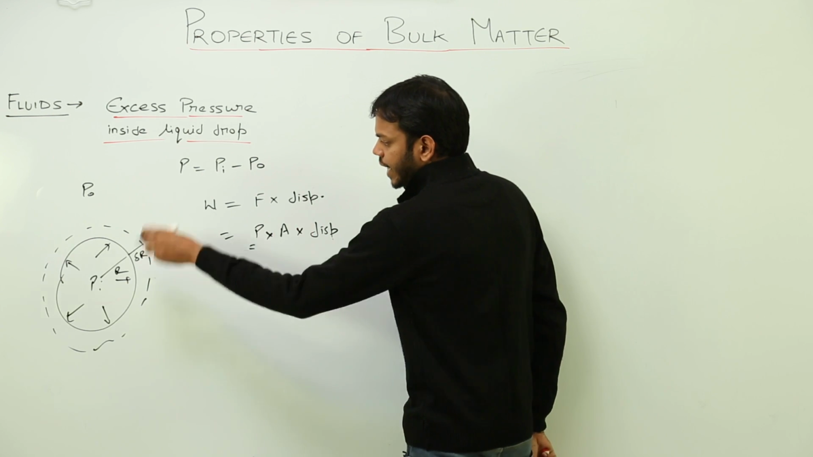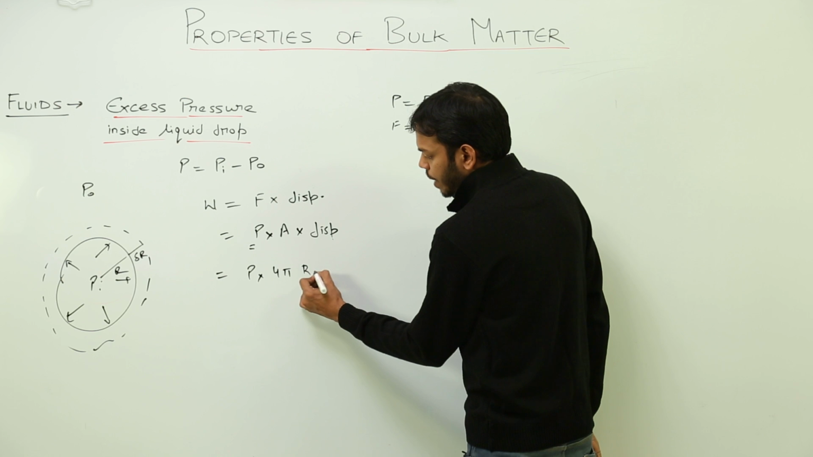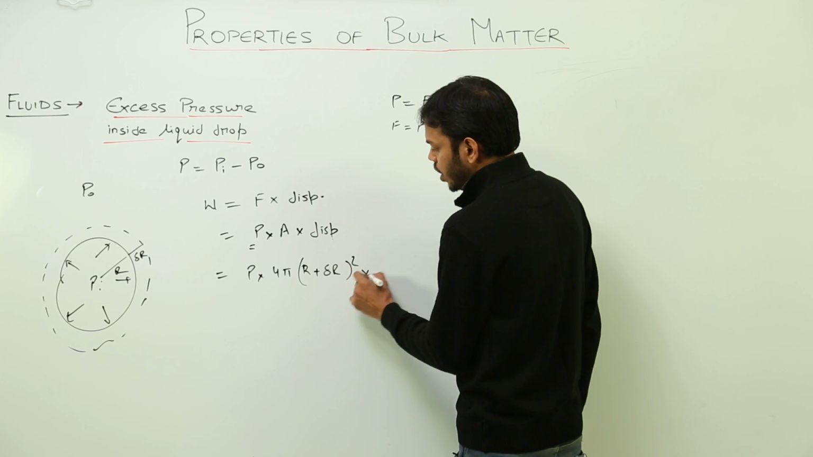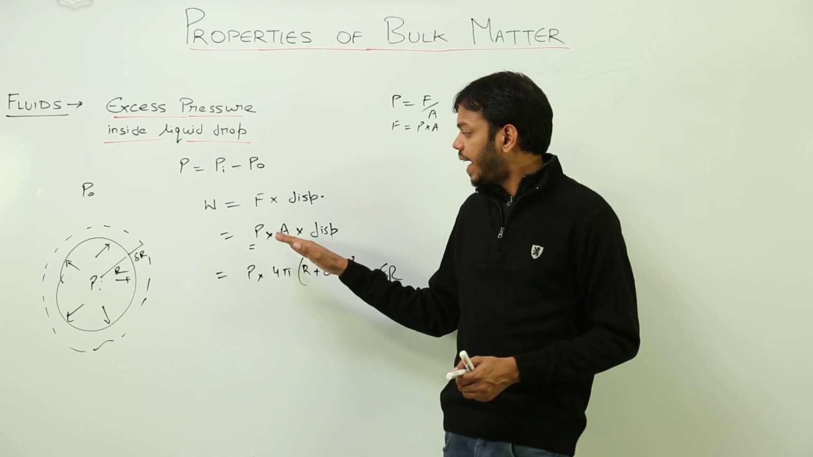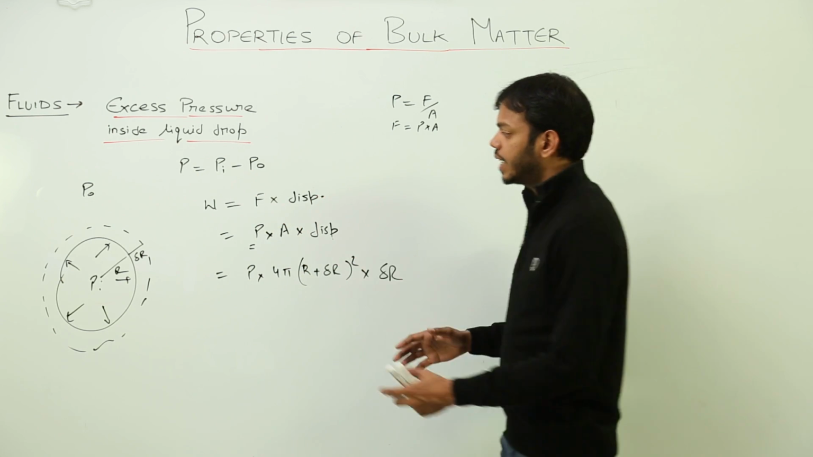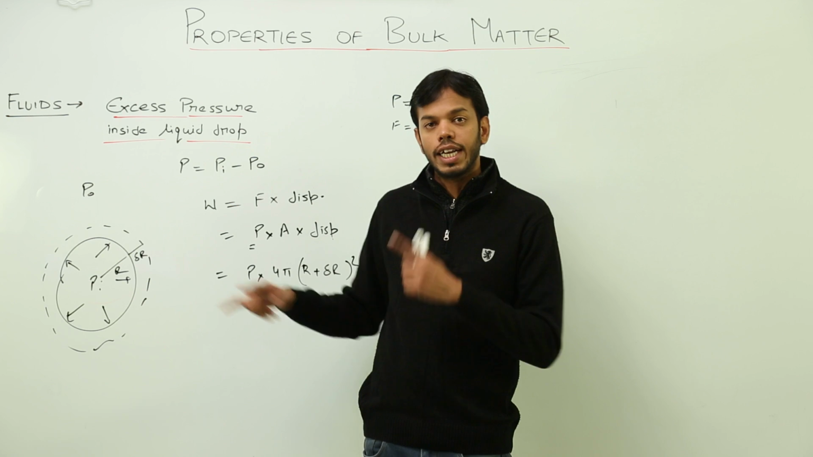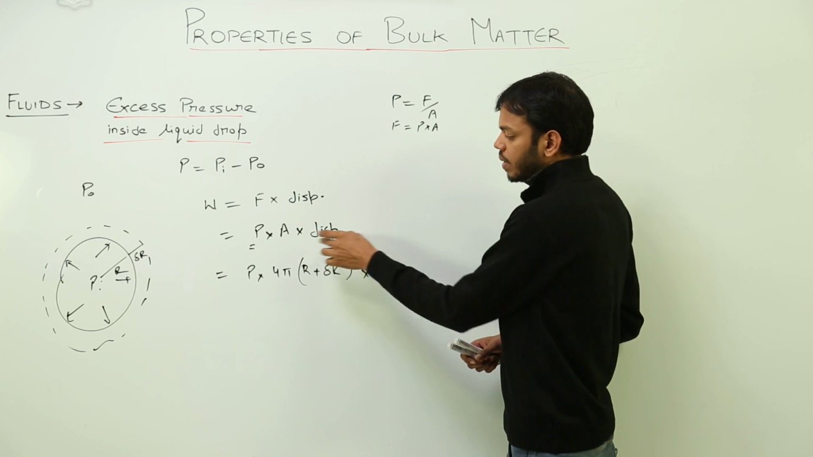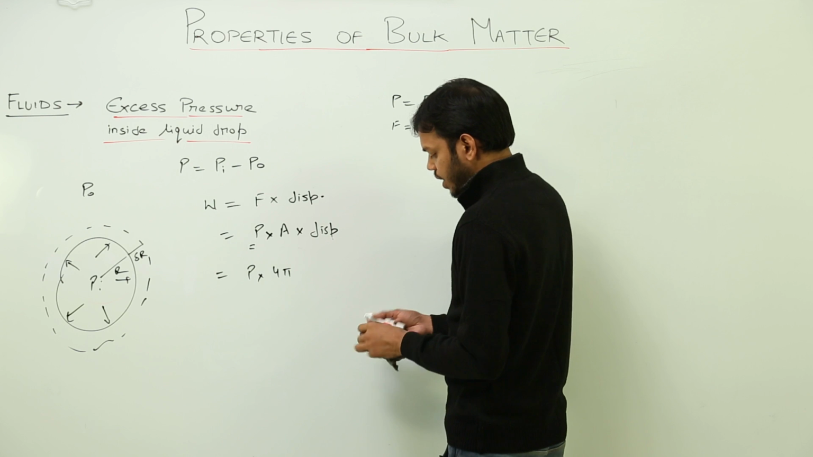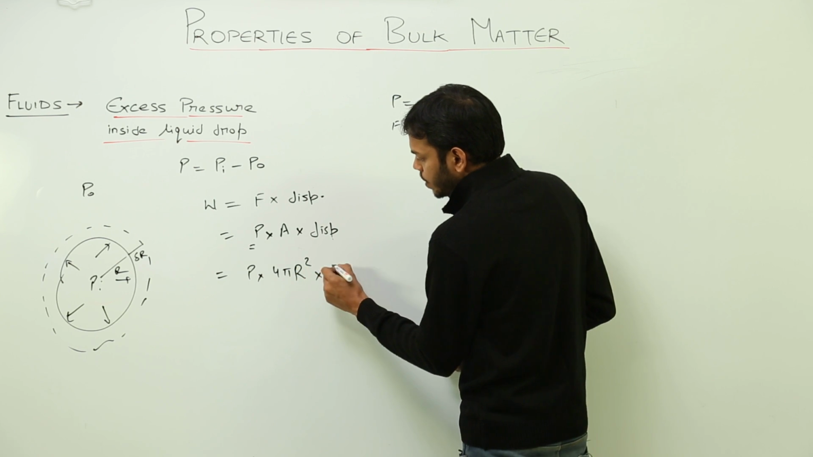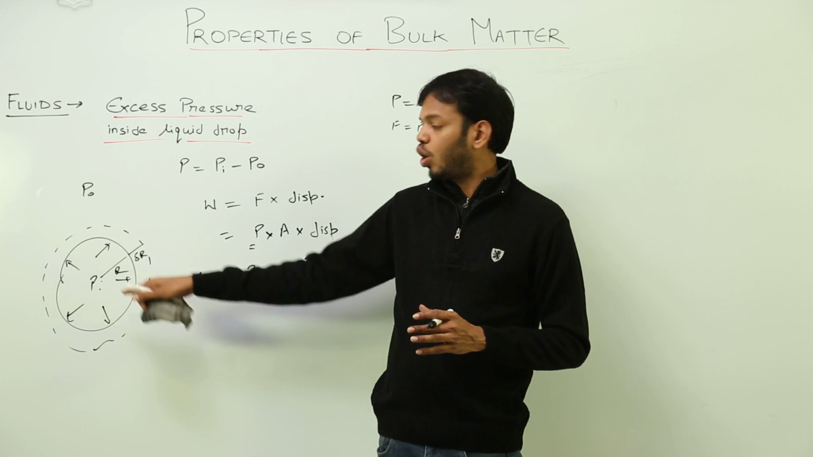So this becomes P into the area, which is 4 pi (r plus delta r) square, into displacement delta r, right? Is this equation right? See, if I have to consider the work done as force into displacement, where in force I am taking pressure into area, that area would be the original area, not the increased area, because the increase is already adjusted in the displacement. So this equation is actually pressure into 4 pi r square into displacement delta r. This is the value of work done, which will provide the potential energy stored in the liquid drop, right?